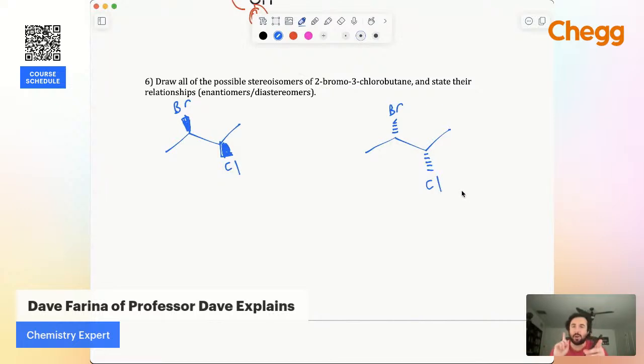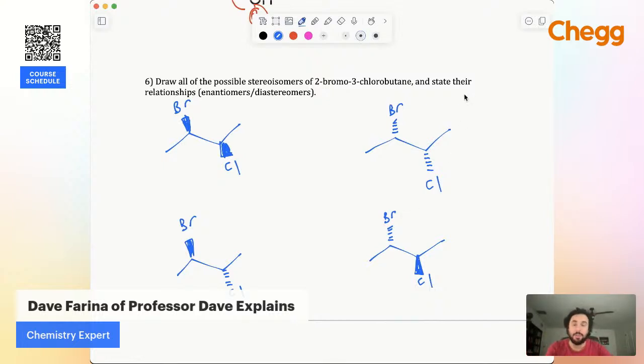Now, what if we have one on a wedge and one on a dash? We can have that too. So let's have the bromo group on the wedge, and the chloro group on the dash, and then let's get the other one. Let's put the bromo group on the dash and the chloro group on the wedge. So those are all the possibilities. Those are all the possible permutations of these 2 chiral centers.